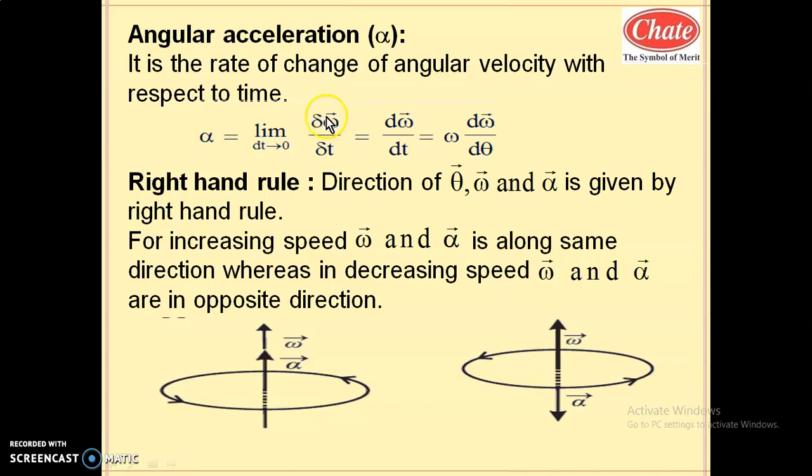Final angular velocity will be less than initial angular velocity. After some time the fan will come to rest. So this is measured as final value minus initial value upon time. If it has come to rest, the final value is 0, but the initial value is not 0. So it is 0 minus initial, upon the time interval. Here the answer will be negative, and this negative value says it is a retardation.